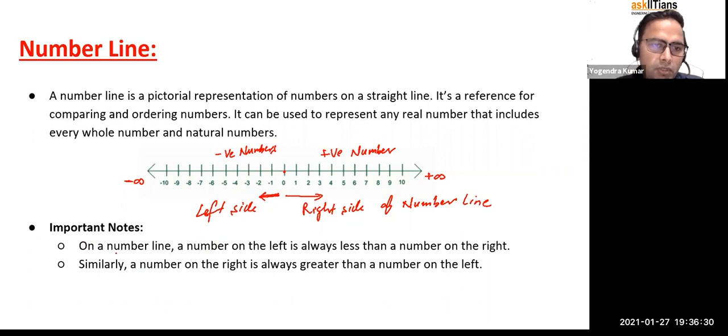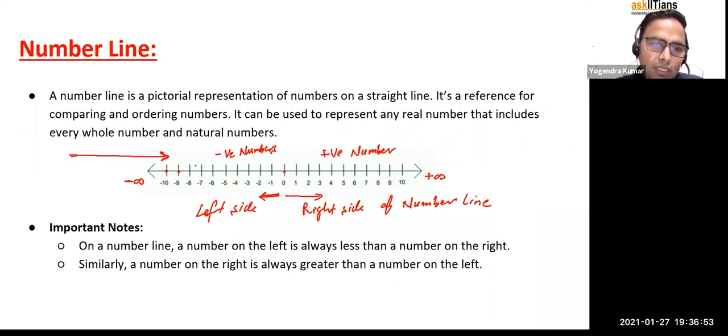So, important notes on a number line: the number on the left is always less than the one on the right. This is a very, very important point. A number on the left means the number which is lesser. On the left, what is it? Minus 10, so that is less. We will be reading the numbers from this side, left to right.